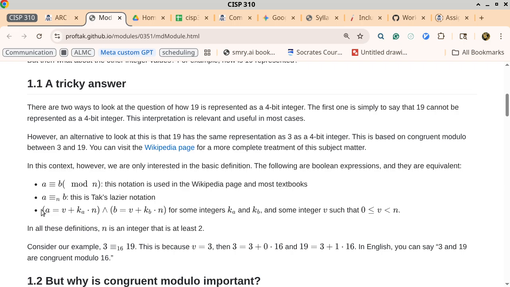And by the way, v has to be non-negative as an integer. A can be positive or negative as an integer. Ka and kb can also be just any integer, can be 0 as well. And then n has to be non-zero. Okay, so those are the restrictions. It has to be non-zero and also non-negative.